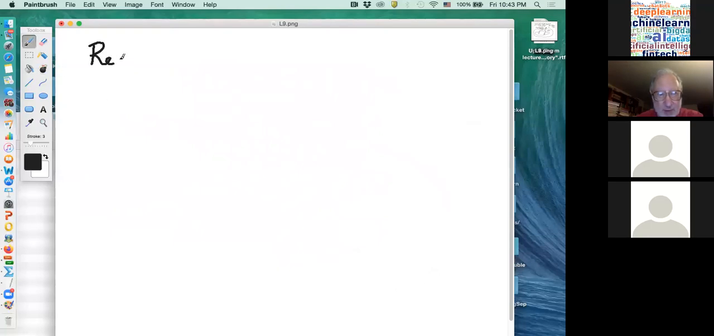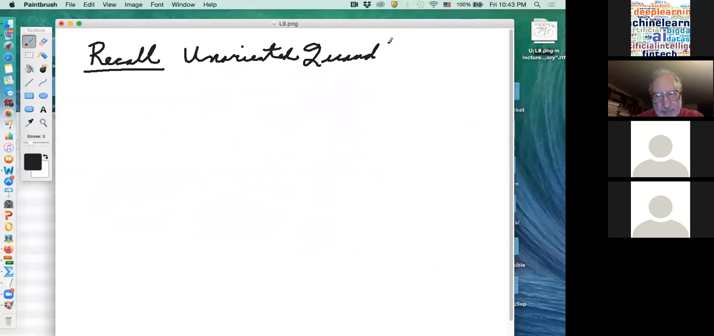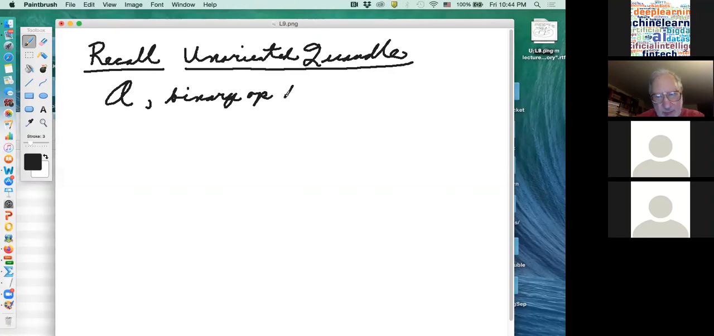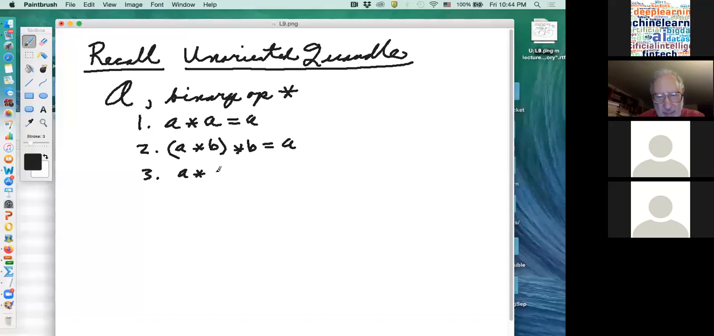So let's now recall the definition of the unoriented quandle, and let's go back through some things we said about it. The definition of an unoriented quandle is that it's a set A, and there is a binary operation star, and it satisfies three axioms. A star A is equal to A. A star B, star B is equal to A for any A and B. And A star B, star C is equal to A star C, star B star C.